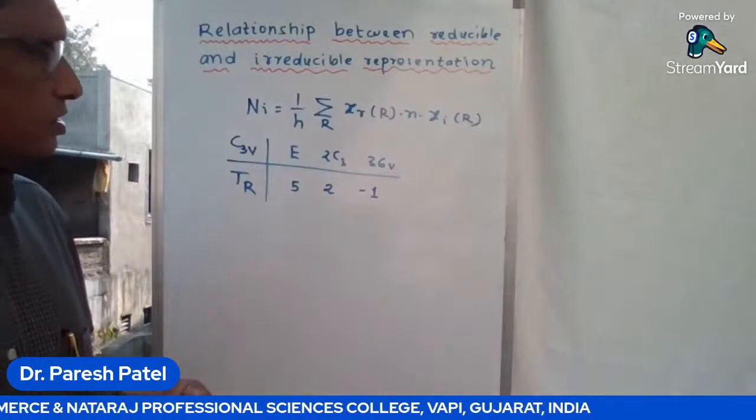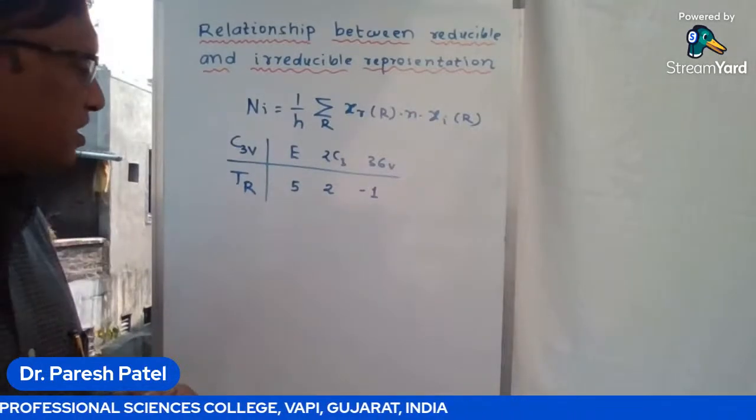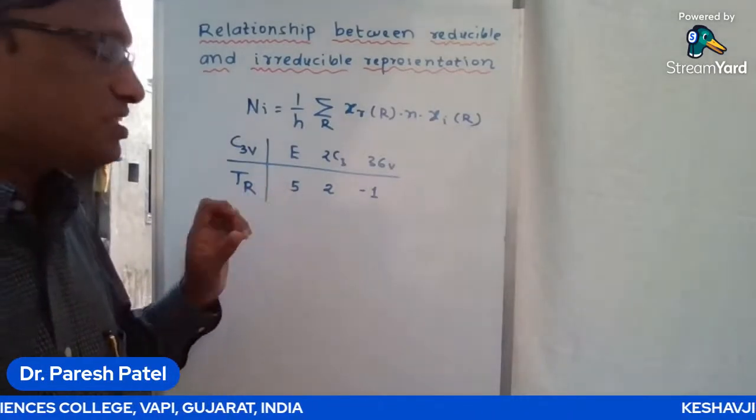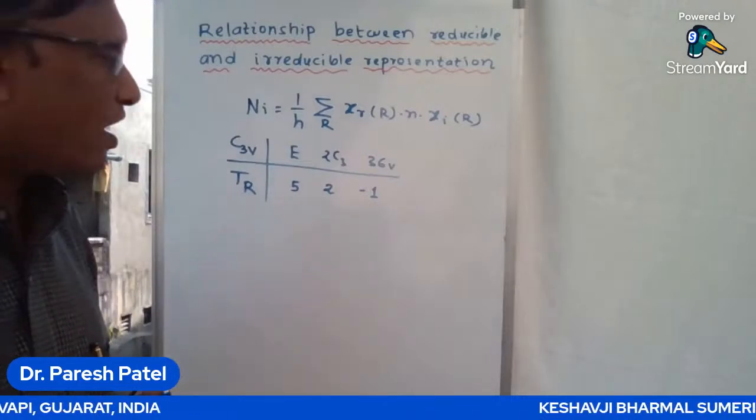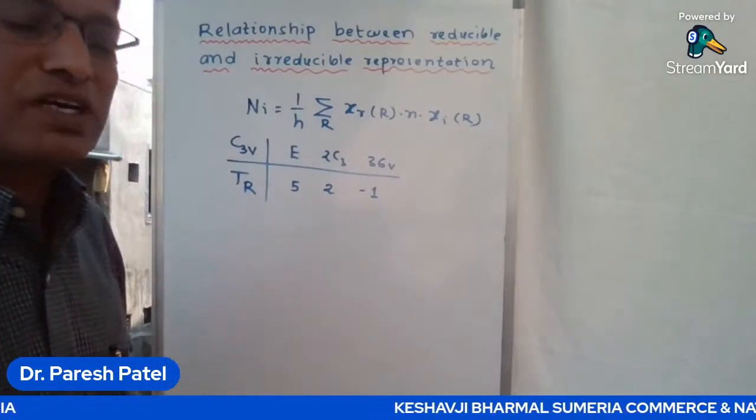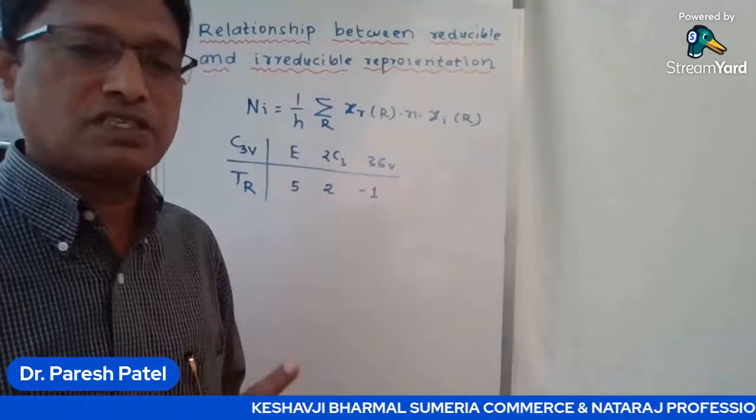So dear students, this is one reducible representation. Why? The dimension of this identity symmetry operation is 5. Now we have to convert this reducible representation into irreducible representations.